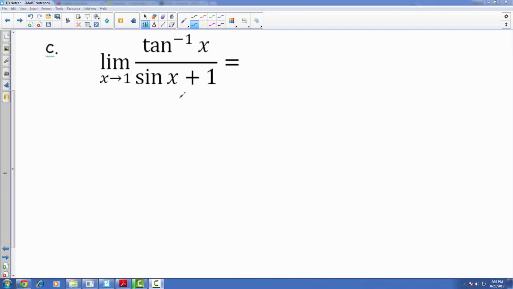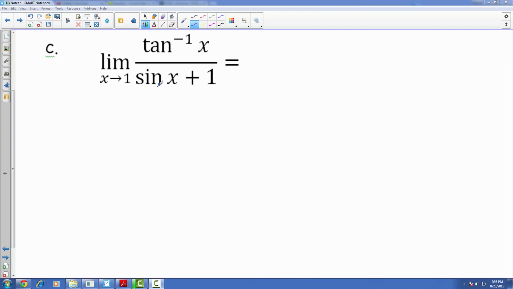Here we're looking at problem 4C from the 1.3 set of notes. We have the limit as x approaches 1 of what appears to be a lot of craziness going on. So we have a tangent inverse on top, and another sine function on the bottom. So this thing's looking kind of nasty.